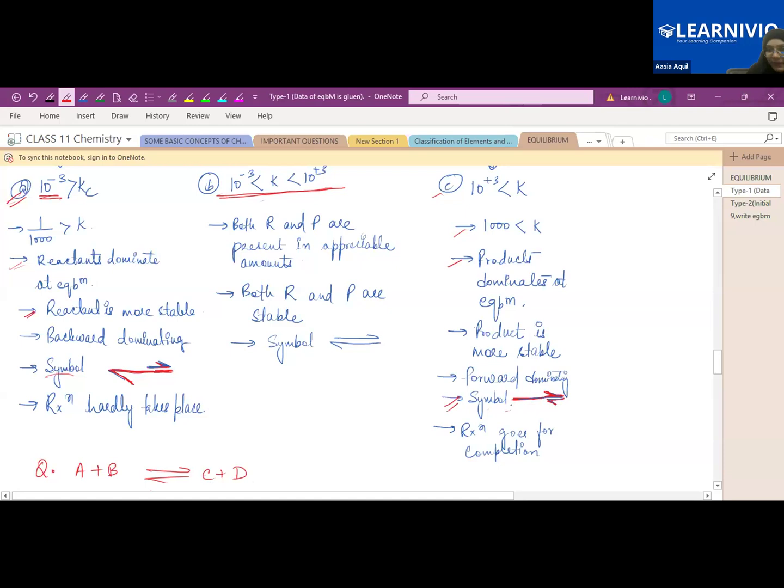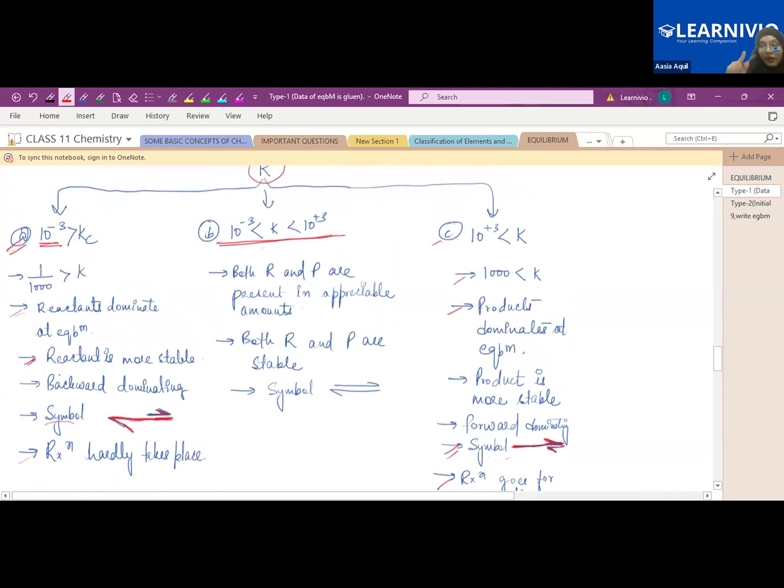And here basically, this reaction goes for completion. When the forward shift dominates over the backward, the reaction will proceed and goes for completion. This reaction takes place regularly in actual life, but the backward shift reaction hardly takes place. So that is the difference between these two.